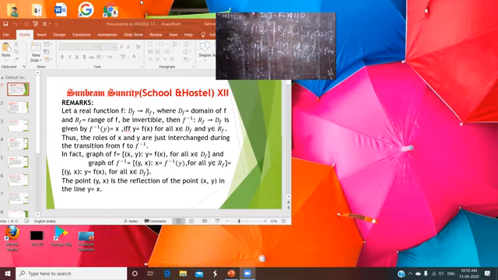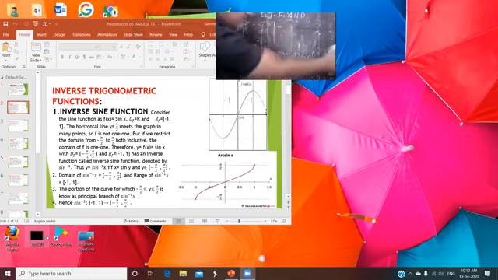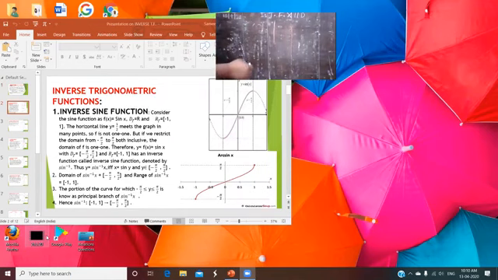So come to the next slide. Okay, so your next topic is inverse of sine. If you are thinking about the inverse of sine, what do you do in that case? First of all, you try to plot the graph of the sine function, sine x. And what do you know about sine x?